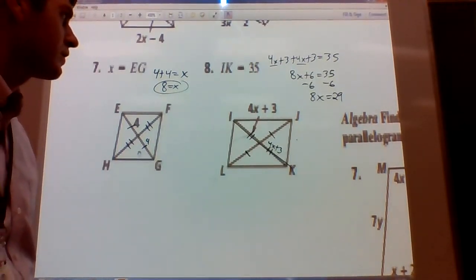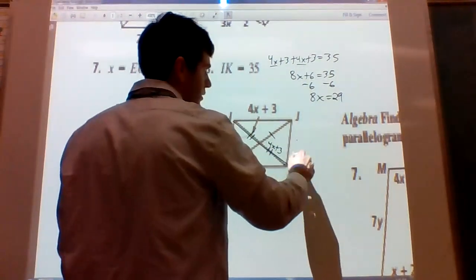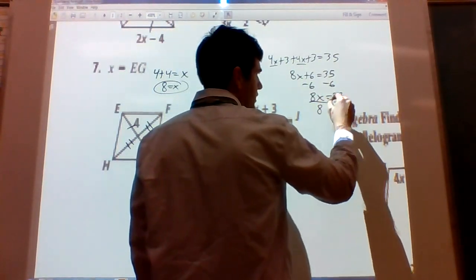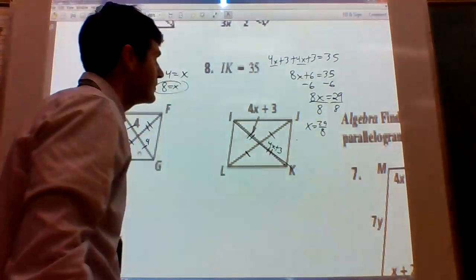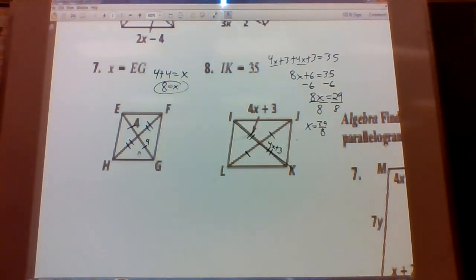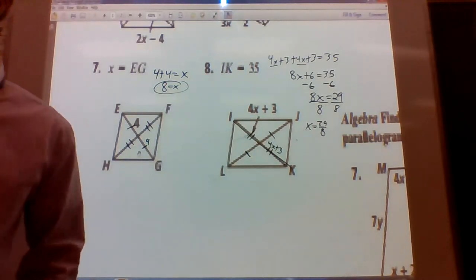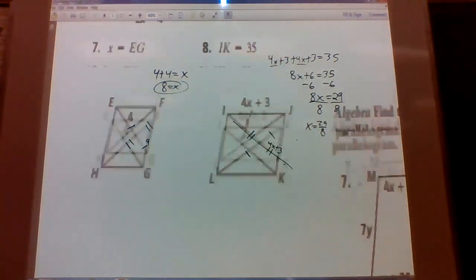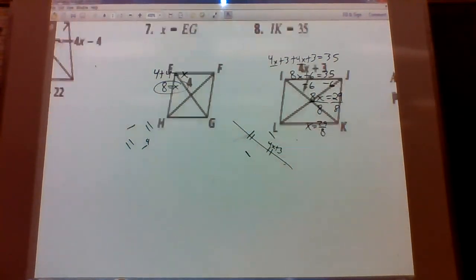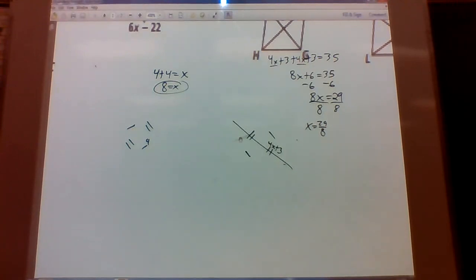So 8x plus 6, yeah, so we did it right. We're going to just end up getting a fraction. There's nothing wrong with fractions. X is going to be 29 over 8. Okay. All right, we'll go down the page first, and then we will.